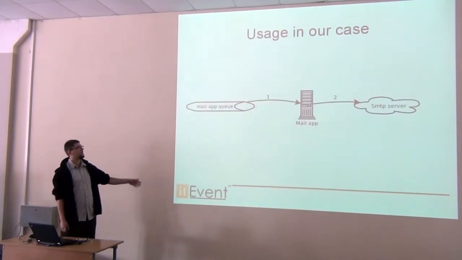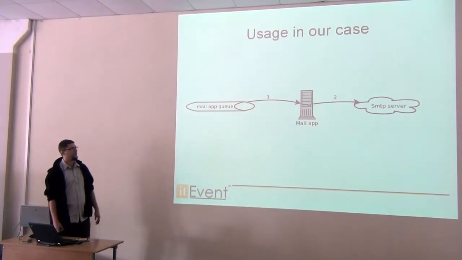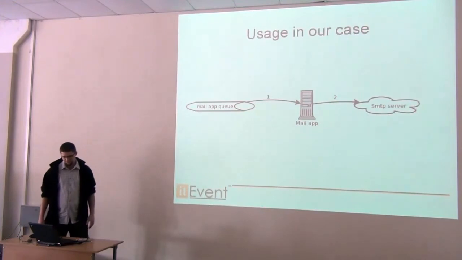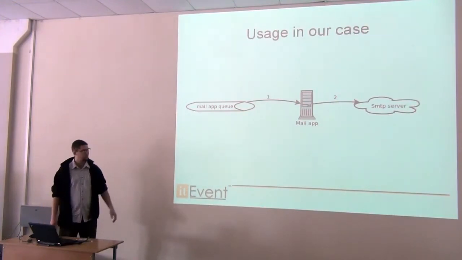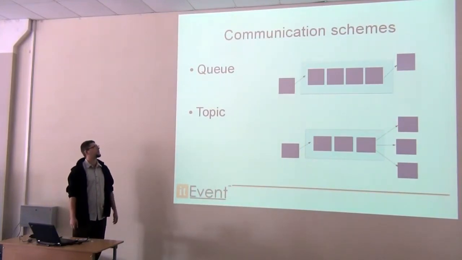On the other side of the queue, the mail app just picks up messages from the queue and sends requests to the SMTP server. The SMTP server sends confirmation links to customers' emails. So let's get back to the communication schemes.